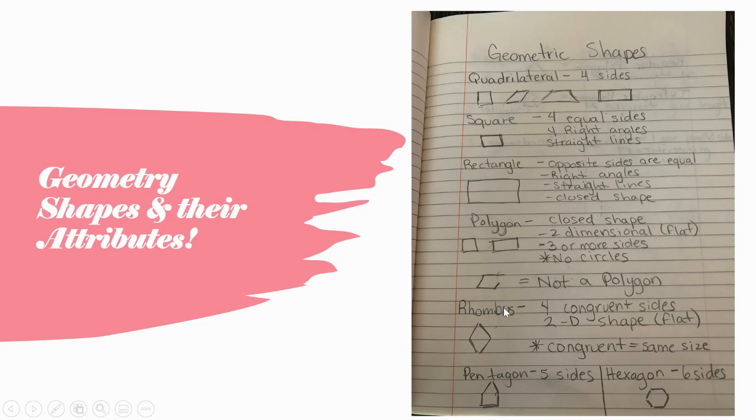Okay, now a rhombus. A rhombus has 4 congruent sides. Congruent means the same or equal. So a rhombus has all equal sides. It is a 2D shape. And here I wrote congruent equals same size. Remember, a pentagon has 5 sides, a hexagon has 6 sides.